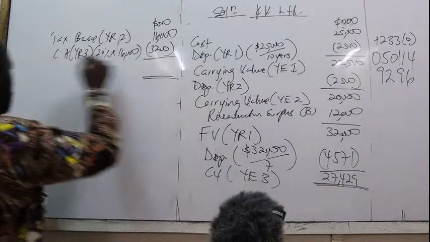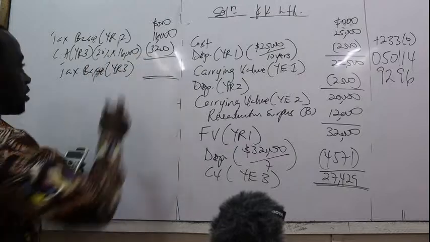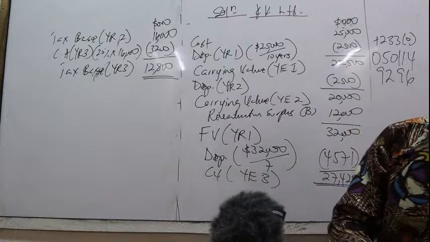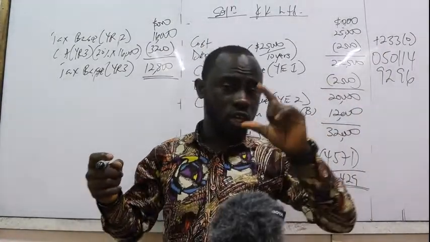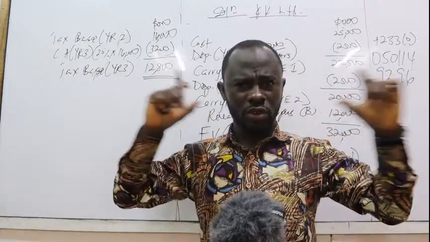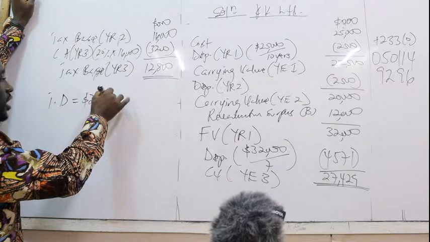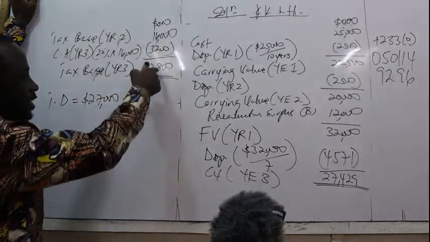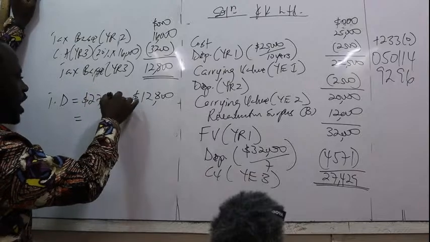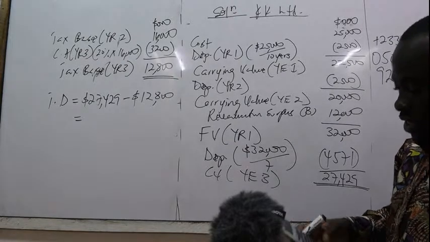So we take it out. So the tax base of the asset at the end of year 3 is 12,800. Follow me carefully here. If you look at what we've done so far, this is the carrying value of the asset, but this is the tax base of the asset. So what do we see here? We see a temporary difference. So the temporary difference will be equal to the carrying value, 27,429, minus the tax base, 12,800, which is 14,629.